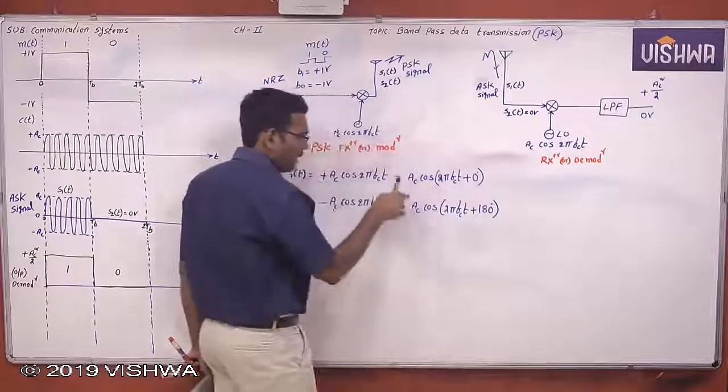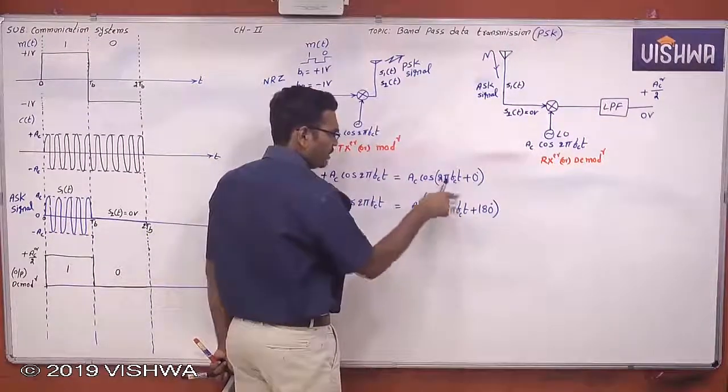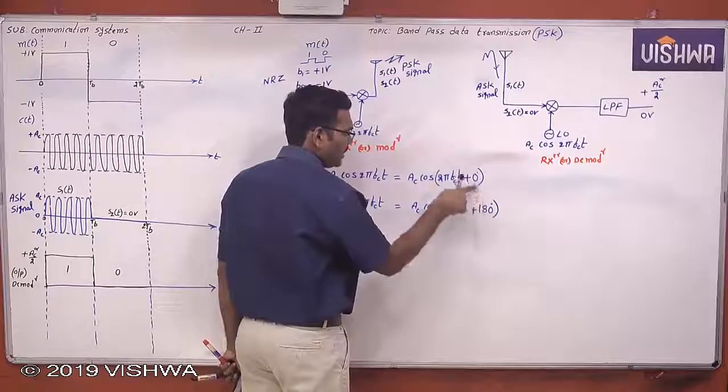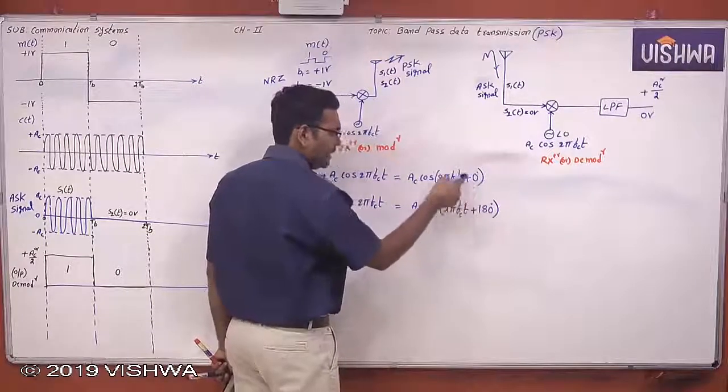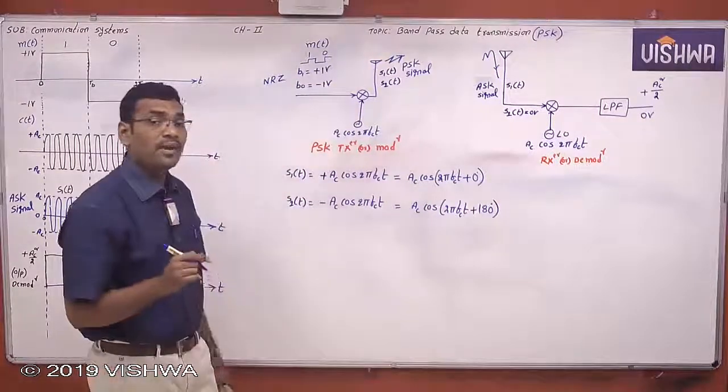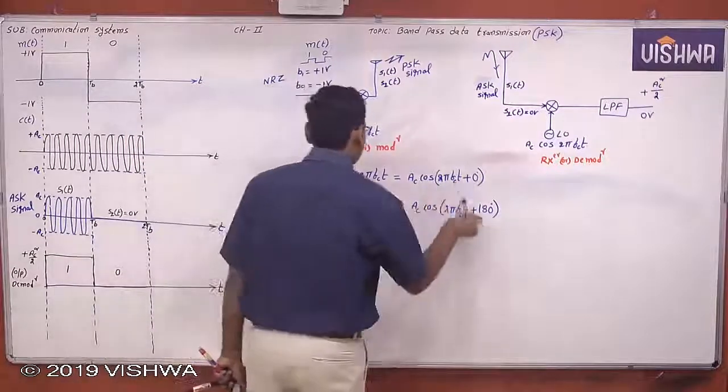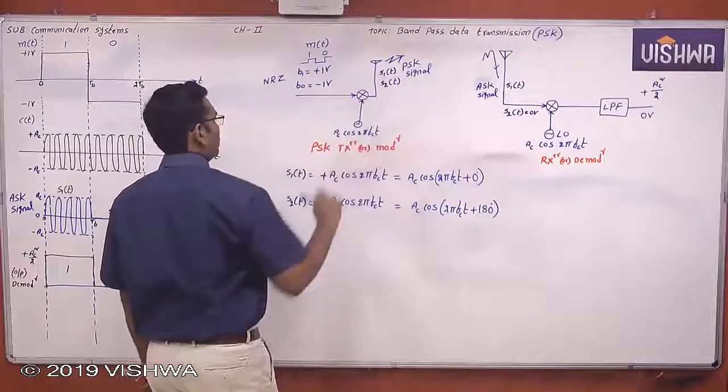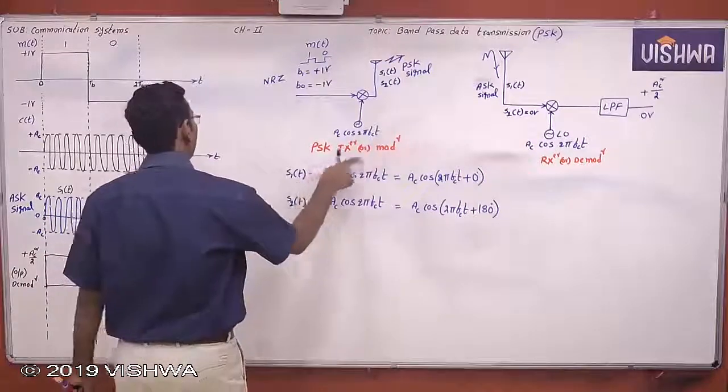Peak amplitude is not changing, frequency is not changing, but there is a change of phase of 180 degrees. Therefore, this is called phase shift keying, a PSK signal. That's why I'm writing S1 and S2. This is the PSK transmitter or PSK modulator.